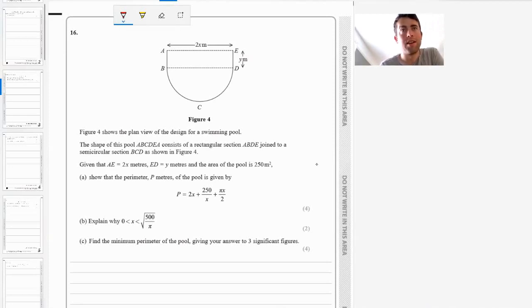But there's lots of these that you can practice. We've got a pool where, again, these two paragraphs are mostly just describing the picture, but the area of the pool is 250 meters squared. Show that the perimeter is this. Something that I'm noticing is that there's a Y here, but there's not a Y in the thing that we need to show. So what you're going to have to do is find the area. We know that that's 250. Use this to plug into the perimeter and write the perimeter without Y in it.